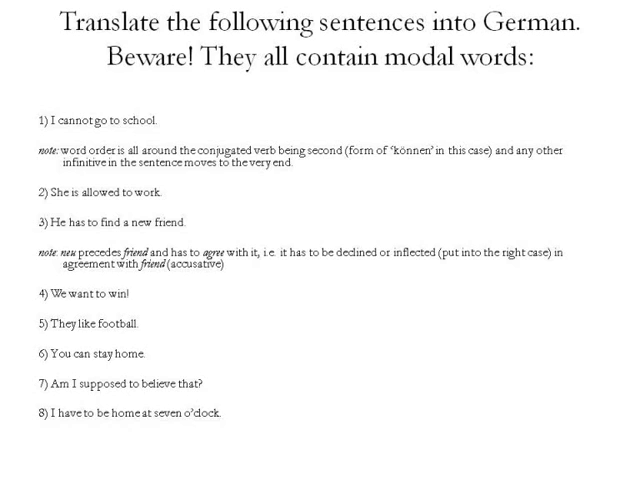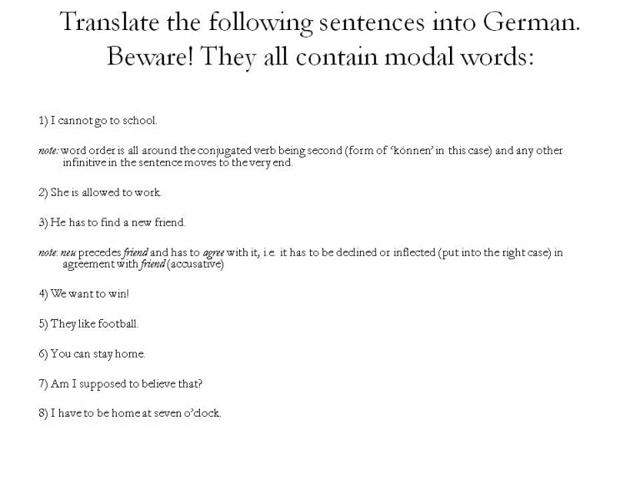Let's put those modal verbs into practice. If you look at number one, we have I cannot go to school. What you need to look out for is, of course, that word order is all about the conjugated verb being the second idea of the sentence. In this case, we're saying cannot, which would require use of the modal verb können. The other infinitive in the sentence, yes, the word for go, moves all the way to the end of the sentence.